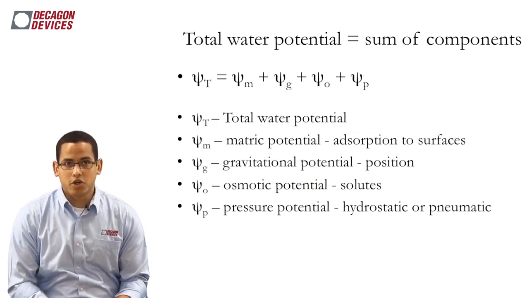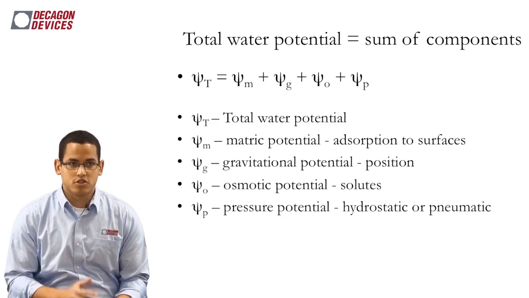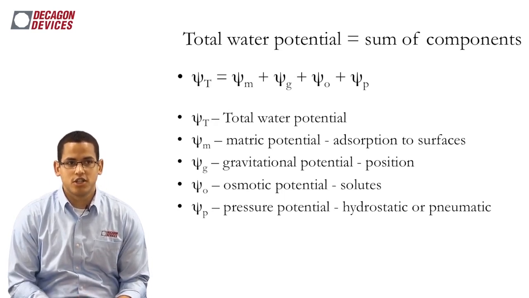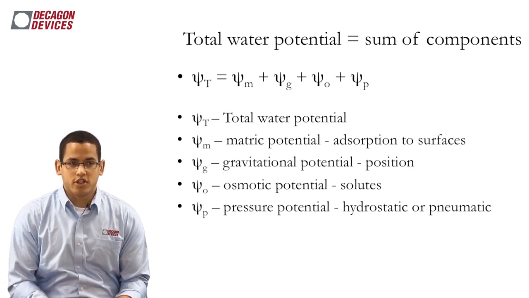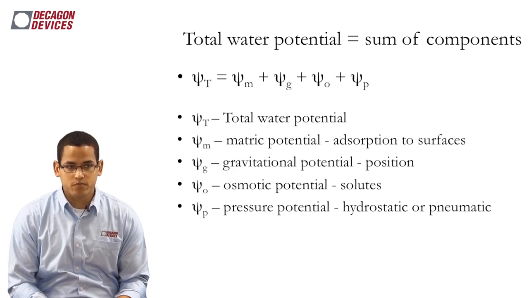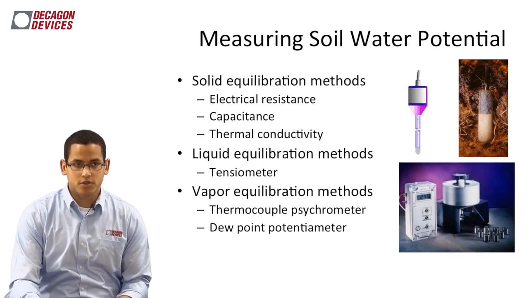Now, when we talk about total water potential, it's essentially a sum of those four components that we just talked about. We have psi t, which is our total water potential, which is a function of psi m, our matric potential, which is the adsorption to the surfaces. Psi g is the gravitational potential, based on the position in a gravitational field. Psi o is the osmotic potential, or the effect of solutes on the water potential. And then psi p, which is the pressure potential. All of those components combined make up the total water potential.